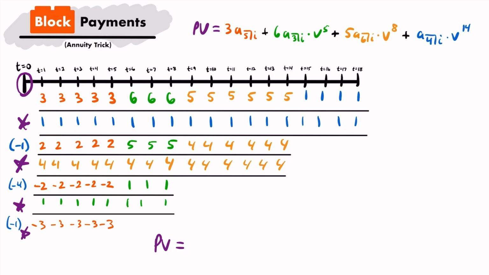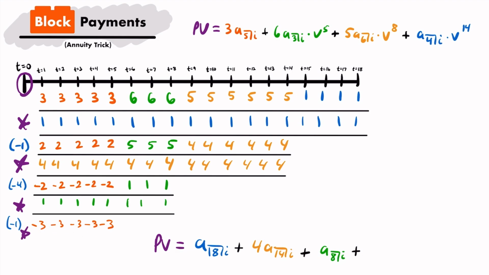Starting with the series of 18 payments of $1, we'll have 1 times A, 18 bracket I. Then we'll add that to our next stream of payments where we have 14 payments of $4. So we have 4 times A, 14 bracket I, and then we'll add that to our next stream of payments where we have 8 payments of $1. So we'll have 1 times A, 8 bracket I, and then we'll add that to our last stream of payments where we have -$3 for 5 periods, or in other words, 5 payments of -$3.